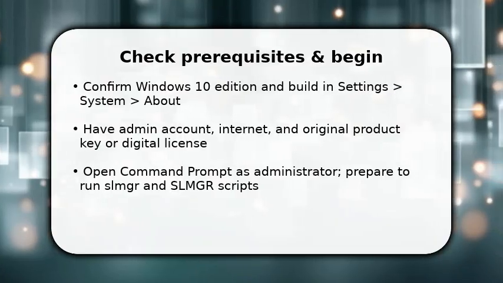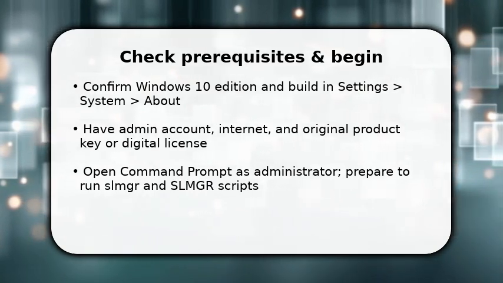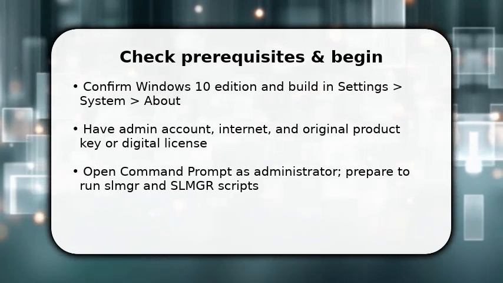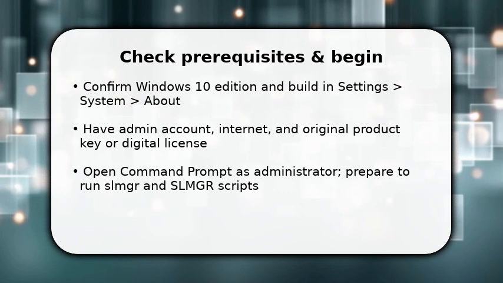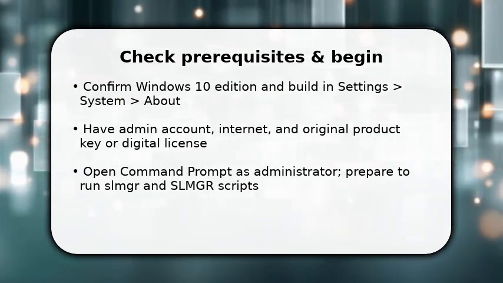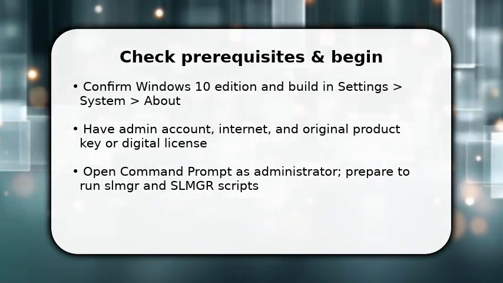You start by confirming edition and build so you apply the right fix. Once done, make sure you have an administrator account and internet access. Next, gather your product key or confirm a digital license tied to your Microsoft account. Open an elevated command prompt now. This is where you'll run key activation commands.